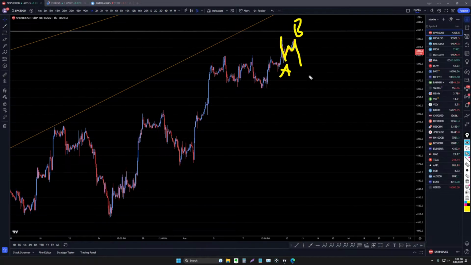If it goes down and makes a C and then turns back up, I think that's going to be the end of a correction and most likely the continuation of the uptrend. So definitely still looking for longs in an uptrend on this one for sure.